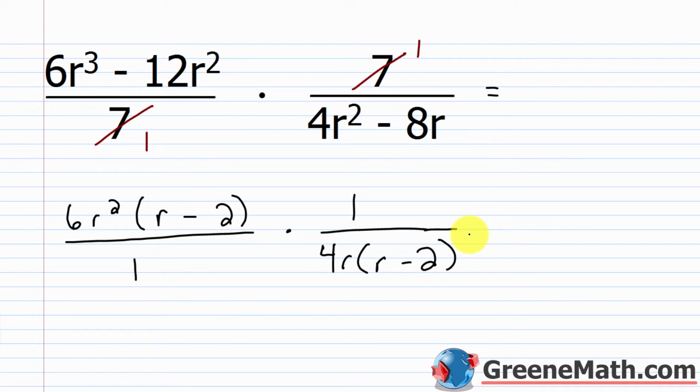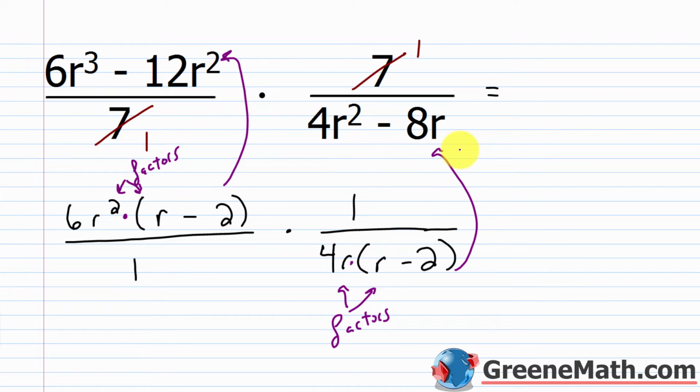Now, what else can I cancel? There's two things I can cancel. The first thing is that I have a common factor of r minus 2. Remember, these two here are factors. They are being multiplied together to give me this, 6r squared times the quantity r minus 2. So they are factors. Okay, remember that. Over here I have factors. 4r is being multiplied by r minus 2. These are factors. And that would combine to give me 4r squared minus 8r. So I can cancel common factors. So I can cancel this with this, and that would give me a 1 and a 1.